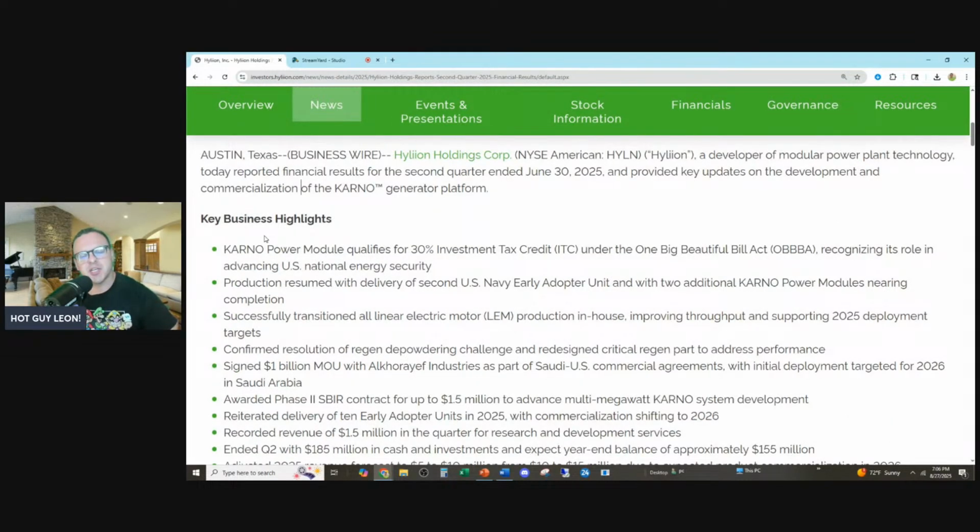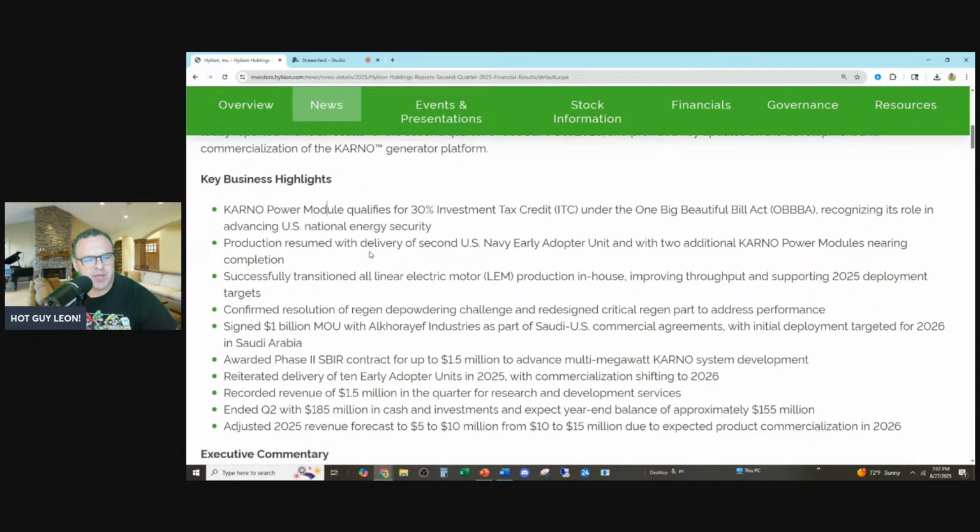So the Carno is basically a generator that was sold to Hyliion by General Electric that can run off all sorts of power. So poop juice, fart juice, whatever. You can run basically anything. I mean, I'm exaggerating, but it's a flexible generator, and it's apparently the future, bro. Carno power module qualifies for 30% investment tax credit under the One Big Beautiful Bill, recognizing its role in advancing U.S. national energy. Oh, yes. Without the Carno and Hyliion, we would be having rolling blackouts daily.